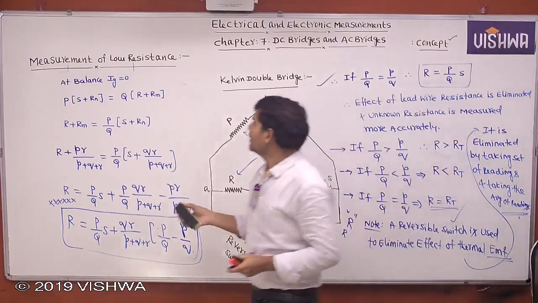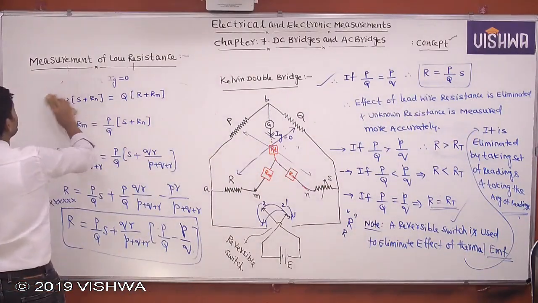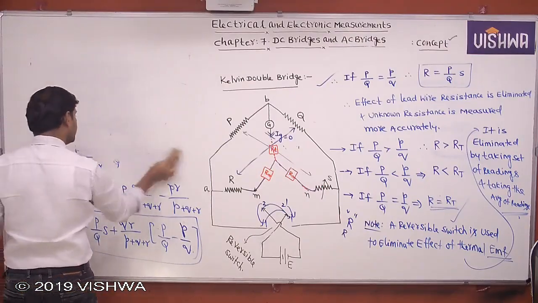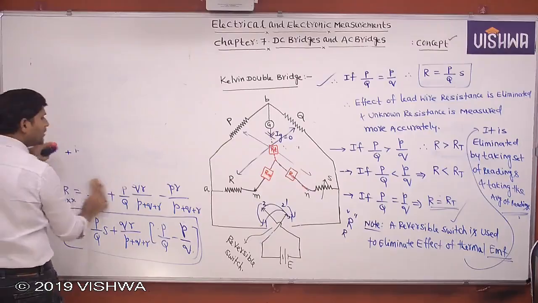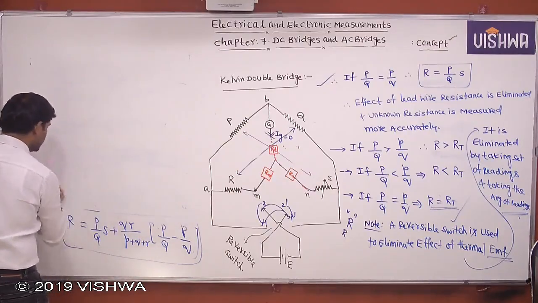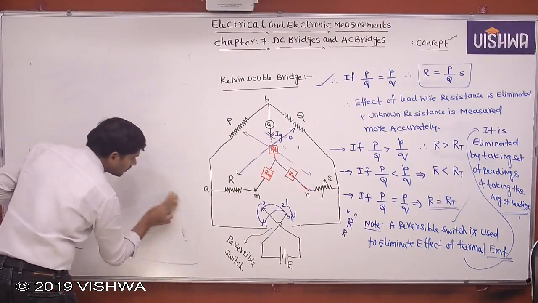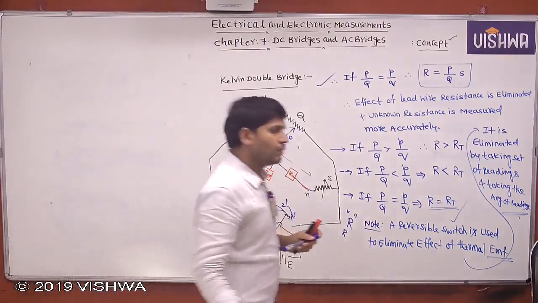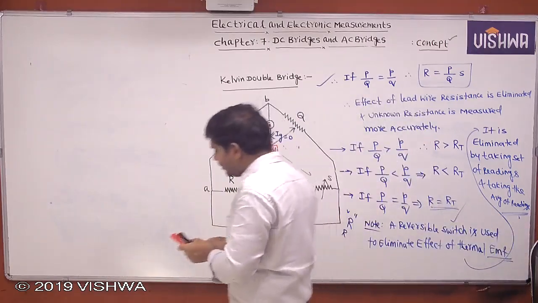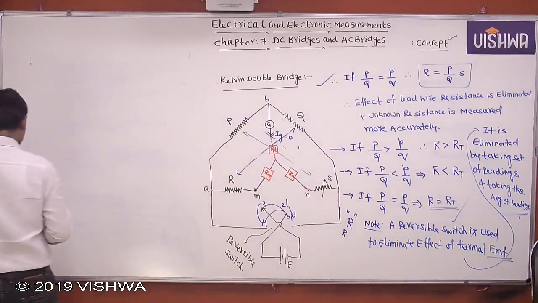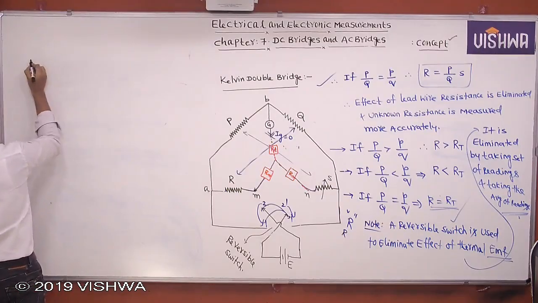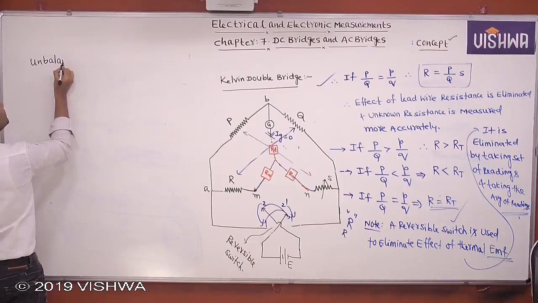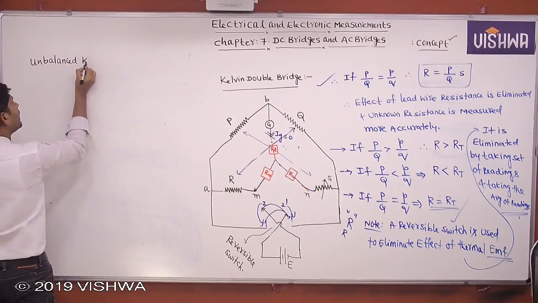Write down: Kelvin double bridge under unbalanced condition, or unbalanced Kelvin double bridge. These conditions, all these I gave at balanced condition only. Concentrate, unbalanced Kelvin double bridge.